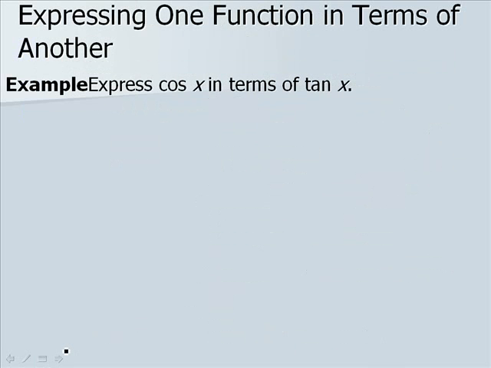Now let's look at expressing one function in terms of another. We want to express the cosine of x in terms of tangent of x. Since the secant of x is related to both tangent of x and cosine of x by identities, we'll use those. So we know that the cosine of x is equal to 1 over the secant of x. Now we also know that secant squared of x is equal to 1 plus tangent squared of x. So let's find a way to put the two together.